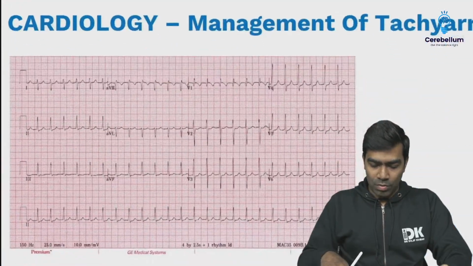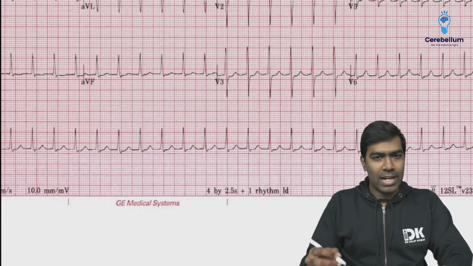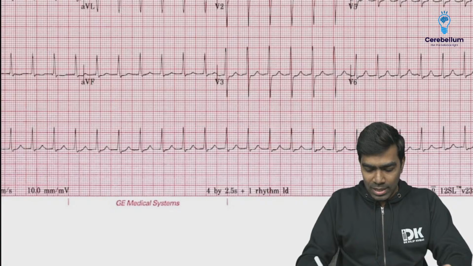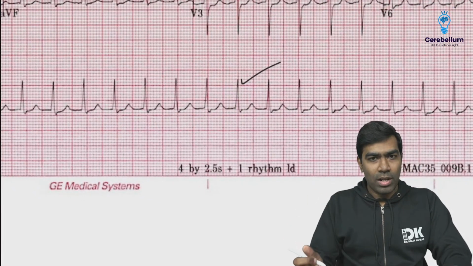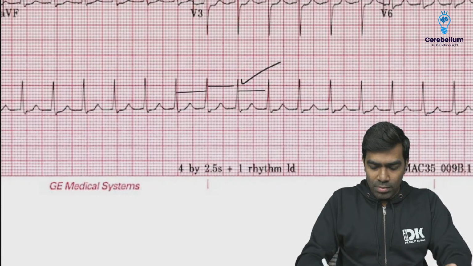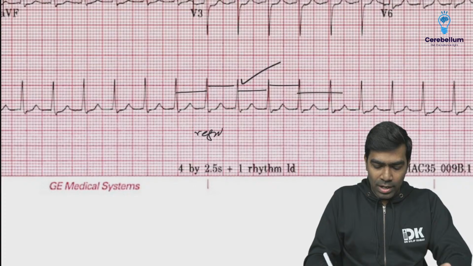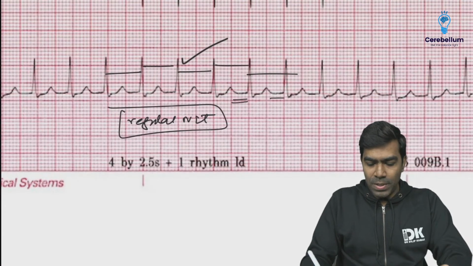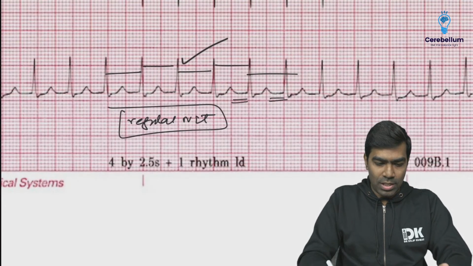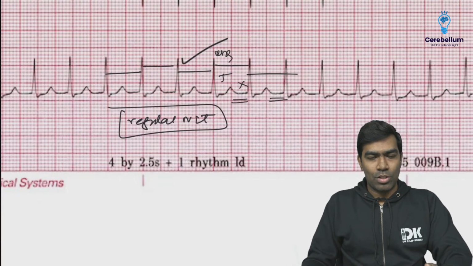Then, what about this rhythm? So here is a rhythm, which is again a narrow complex tachycardia. There is no doubt about that. But it's a regular rhythm. It's not an irregular rhythm. So this is a regular narrow complex tachycardia, but you're not seeing any P waves before the QRS. So this is the QRS, this is the T, but you're not able to see the P. So what is this rhythm?